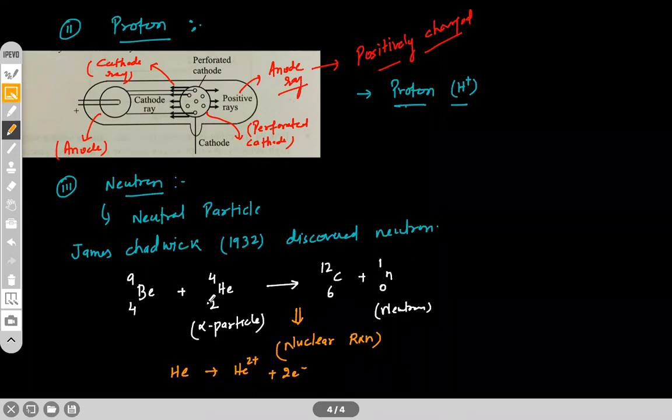So this is how we came to this point that within an atom, there are various fundamental or subatomic particles present, and they are mainly electron, proton, and neutron. So like this, we discovered electron, proton, and neutron. Copy this down, all of you.